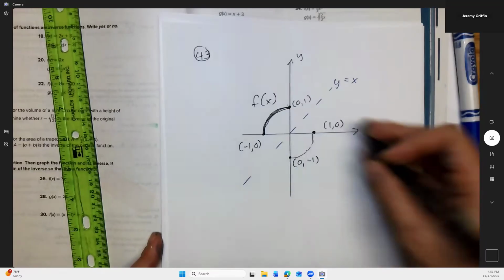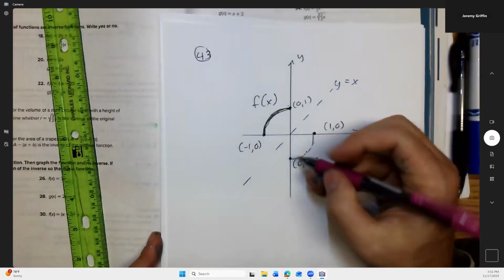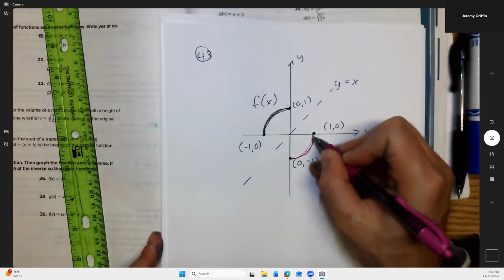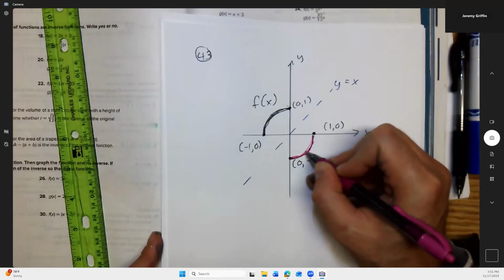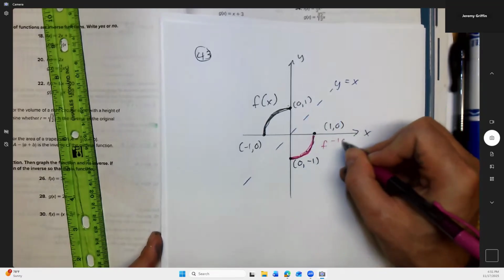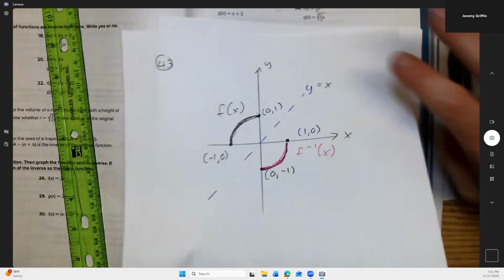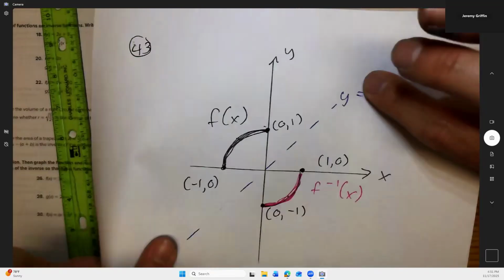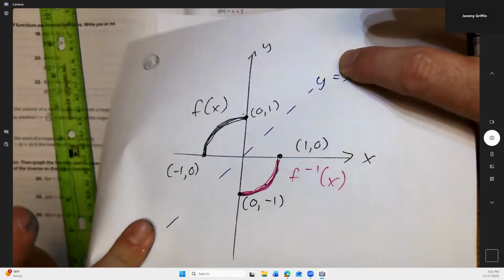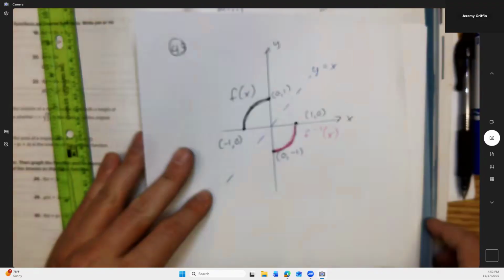So anyway, it's going to create this. Let me switch to pink for the inverse. Here's your inverse right here, f inverse of x. And just like I told you guys, it reflects right over that 45-degree line. Or if you hold the paper against that and flip it over, it creates the same looking graph. Look at that, same thing.